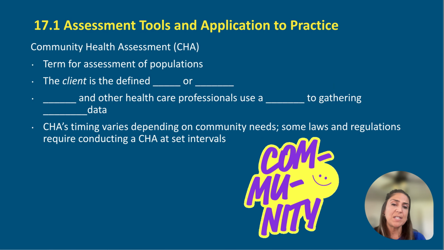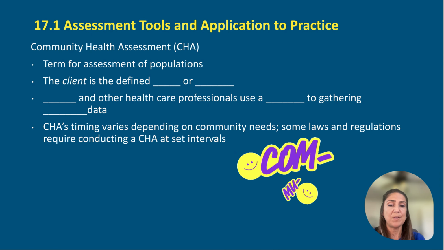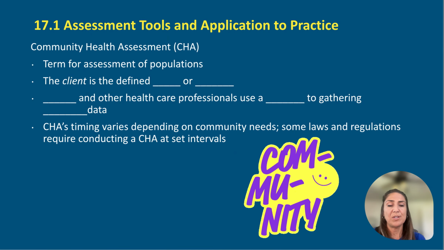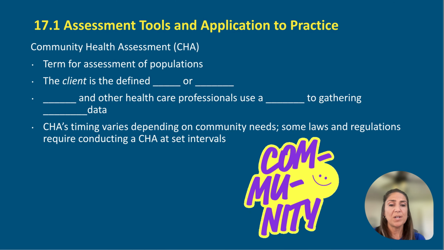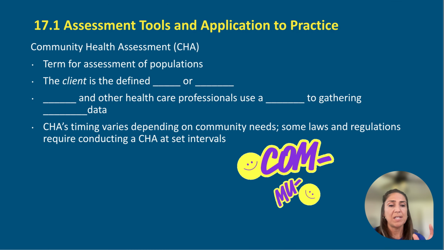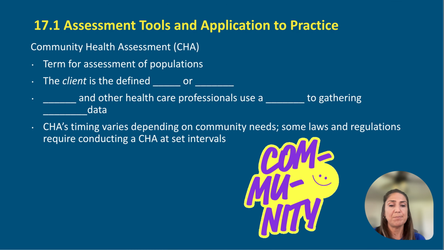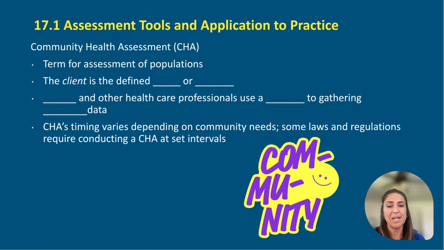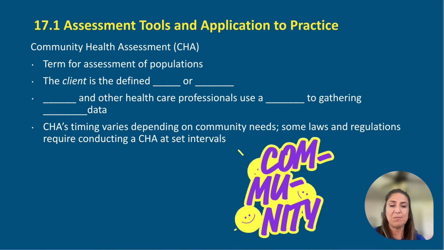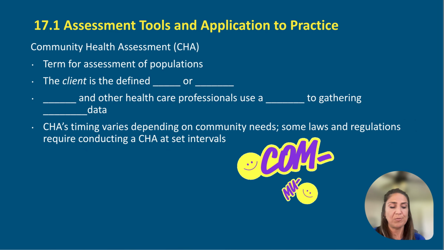So the timing of a CHA can vary. Sometimes it's done in response to a specific community need. For example, you can look up the Tijuana River crisis and see the assessment done in response to that. Or in other cases, there are laws and regulations that require institutions to conduct these at specific intervals. Typically, it's every 3 to 5 years. So for the County of Public Health in San Diego, you can look up and see when they have done theirs and read those reports.